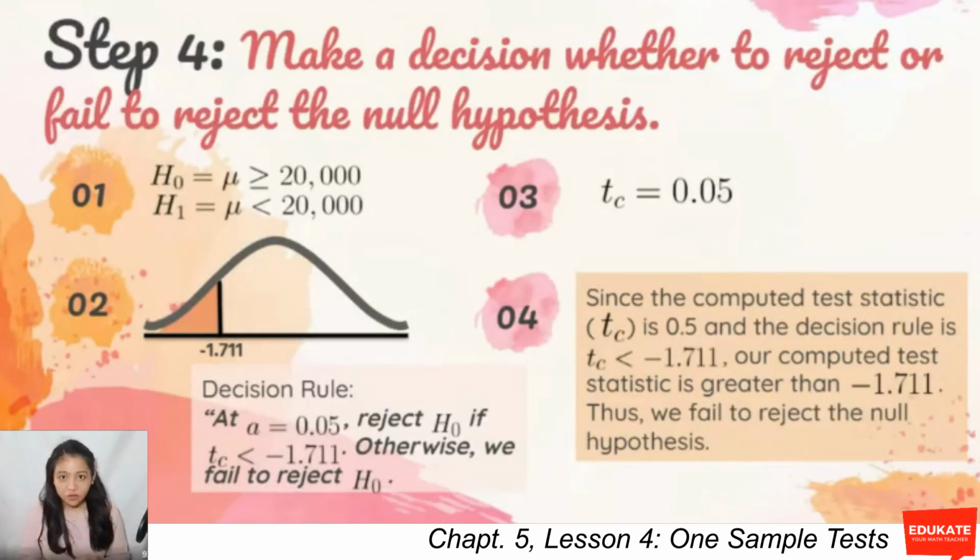That means, if this is your normal curve, your rejection region is on the left. Your computed value would fall greater than, so here on the right of the critical value. So, this falls under the acceptance region, not the rejection region. The uncolored part is where it is placed, because it is greater than negative 1.711. Thus, we fail to reject the null hypothesis.